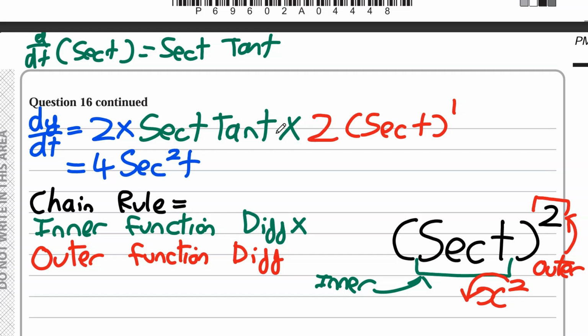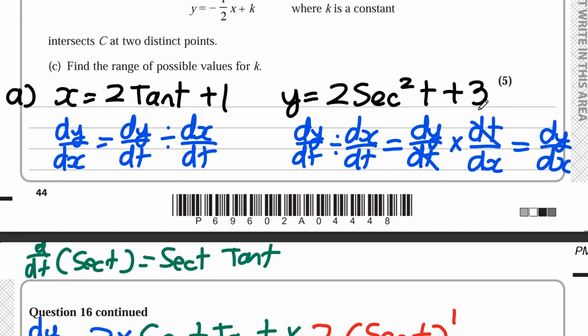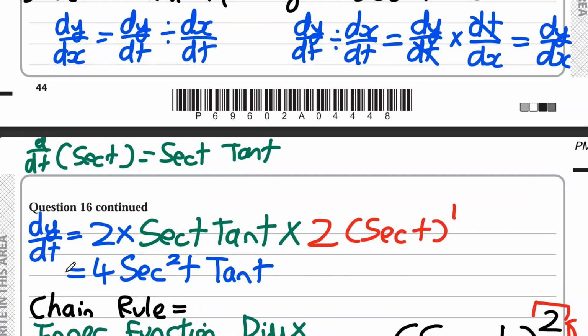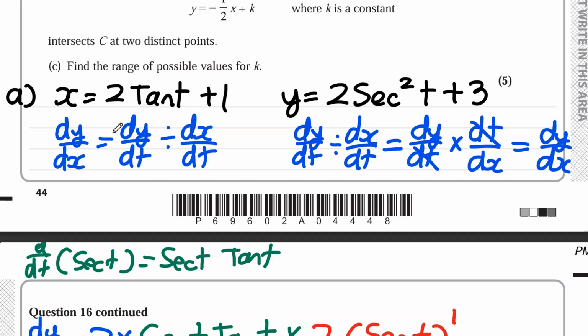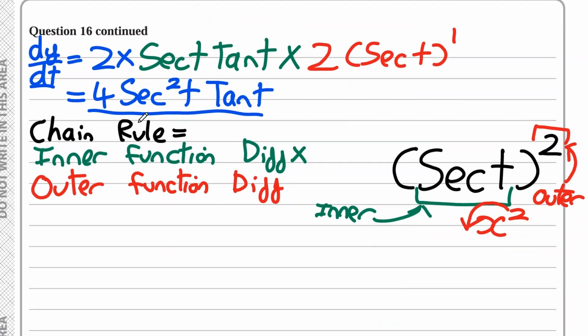And then we also have this tan t here. We also have this plus 3, but as this is a constant, when you differentiate a constant, it just goes away. So this is dy over dt here. So now we need to differentiate this x parametric equation here in order to get dx over dt.